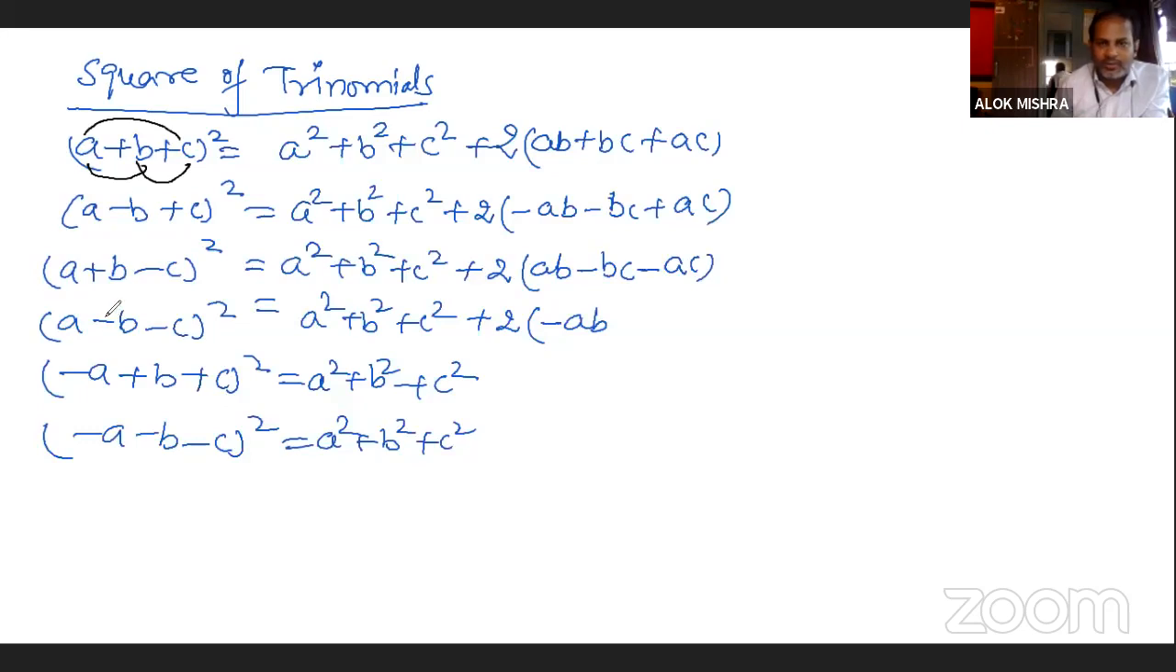Now, be careful with this sign. This is minus, this is minus. Minus into minus is plus. So I'll have to write it as plus BC. A is positive, C is negative. So plus into minus is minus. It is minus AC. This twice of, now it is minus into plus, that is minus AB. Plus into plus is plus, that is plus BC. Minus into plus is minus, so it is minus AC.